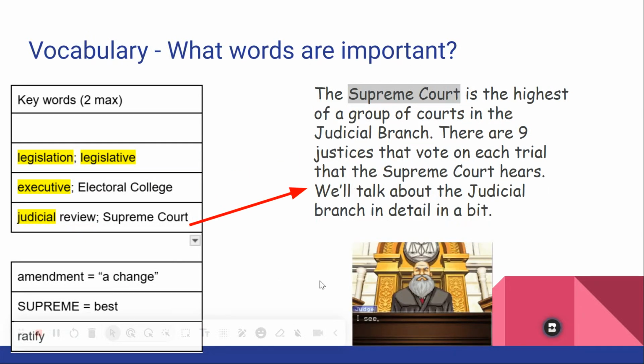The Supreme Court is the highest in a group of courts called the judicial branch. And if you remember, the word supreme means best or highest. So the Supreme Court is the highest of them. And we'll talk a little bit more about the judicial branch in like 5 minutes.